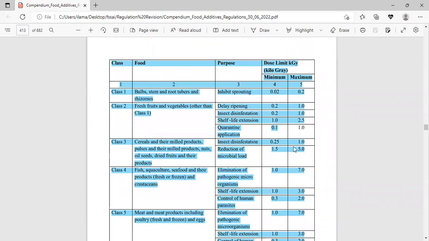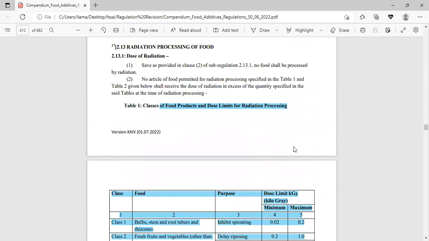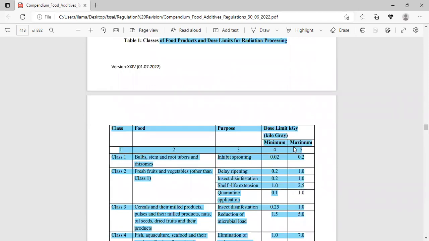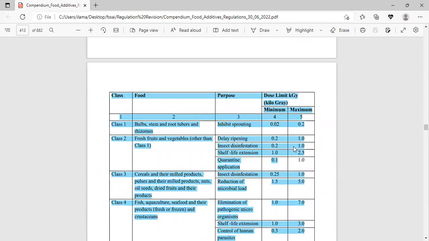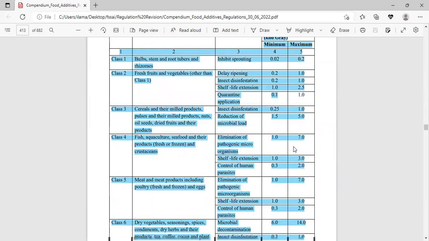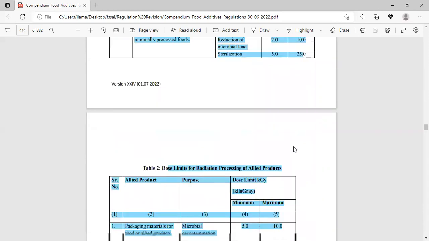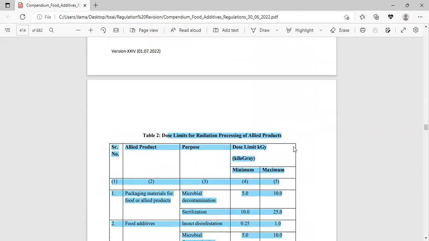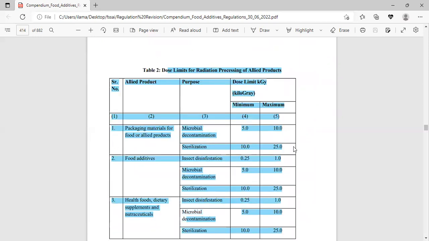And here just go through the dosage limits for radiation. This is available in the FSSAI food additive regulation. Just go through it for food products. They have 8 classes, and they have different values for each purpose. So just go through the values for inhibition and for sterilization. At least know the value for every class. And for other allied products also, they have a maximum value, so just go through.